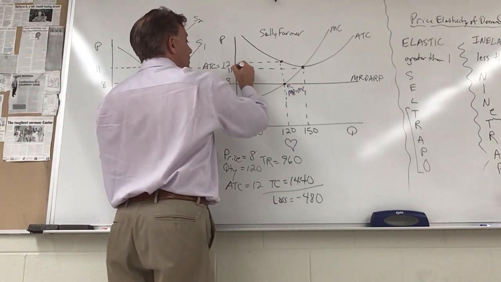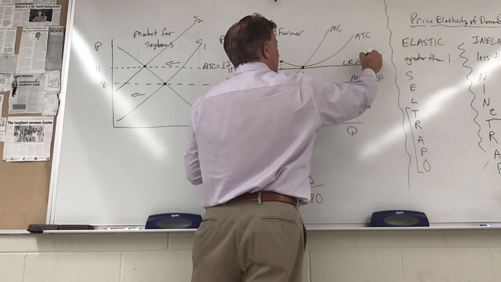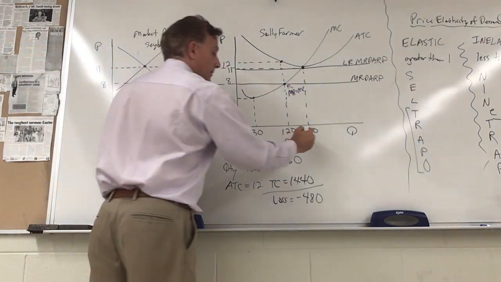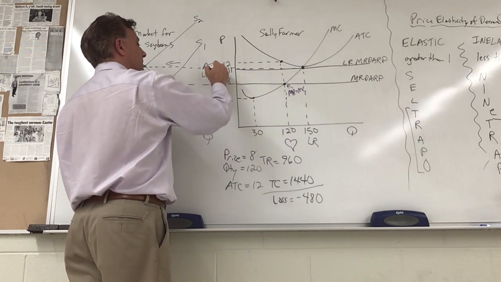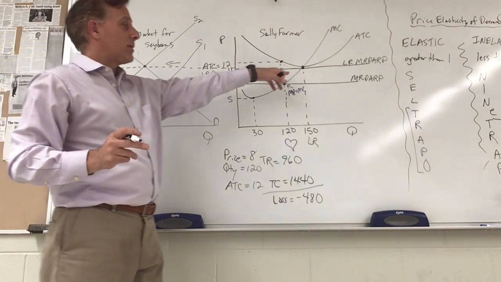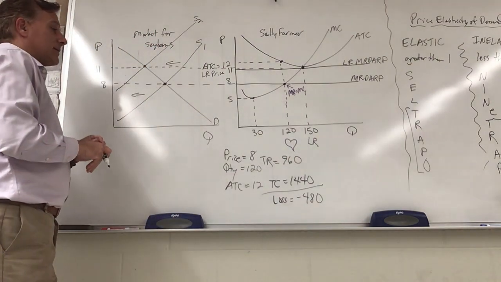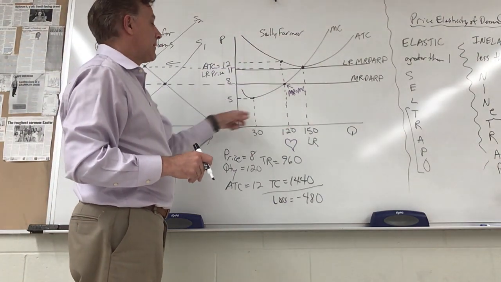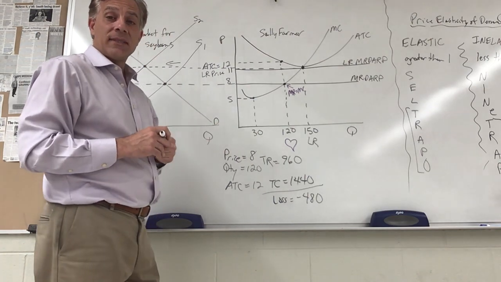And I get a new long run Mr. Dark right here. So LR Mr. Dark, that stands for the long run Mr. Dark. And I get a long run quantity of 150 and a long run price and average total cost of 11. Okay. Remember, the long run price and average total cost are both the same. All right, so 11 times 150 is 1650, I believe. So total revenue will be 1650. Total cost will be 1650 in the long run, and the profit will equal 0.